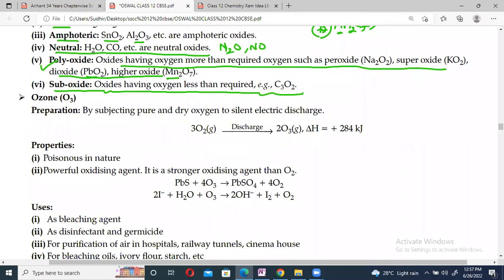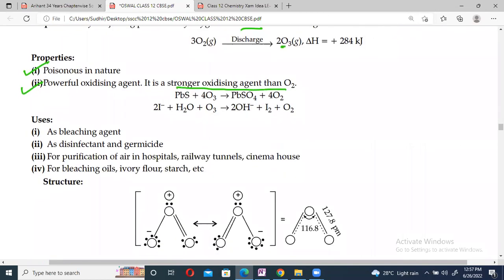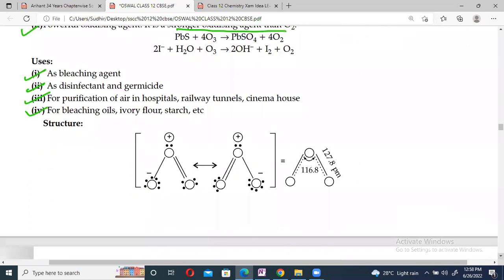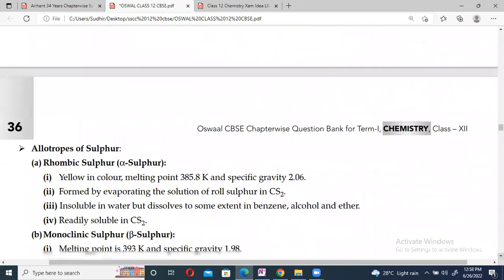Then preparation of ozone by silent electric discharge. Properties: poisonous, a powerful oxidizing agent, stronger oxidizing than O2, acts as a bleaching agent, disinfectant, used for purification of air and for bleaching of oil. This is the resonance structure of ozone.